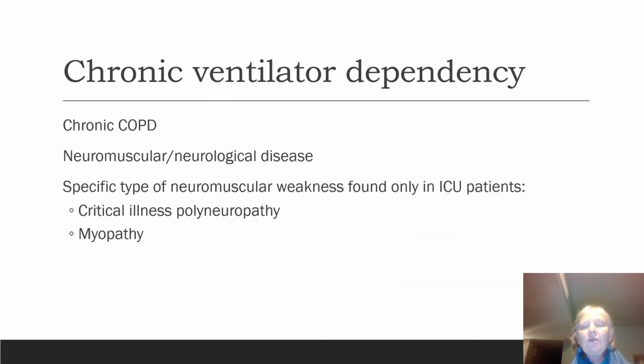So chronic ventilator dependency, if you have chronic COPD in some cases, remember some of your neuromuscular diseases, these guys are on ventilators at this particular point. Other muscle weakness found only in your ICU patients, your critical illness, polyneuropathy and myopathy. We don't want to overfeed these patients. We're going to increase their workload if we do. We want to, like I said, look at the electrolytes. Let's look at everything going on with this patient.